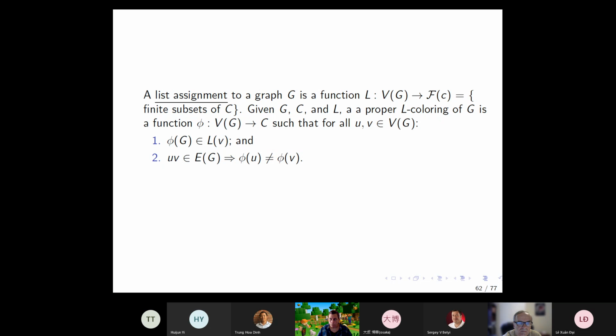Where am I? Okay. This is the newer stuff that should actually match what your brain was trying to do at the very beginning there. Right? A list assignment to a graph G is a function L, where every vertex gets a list. And that list is going to be a finite subset of some set of integers C, or some set of labels C.